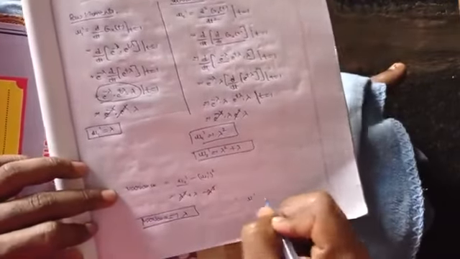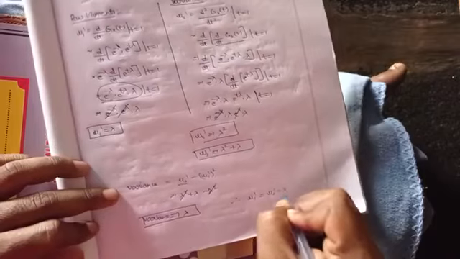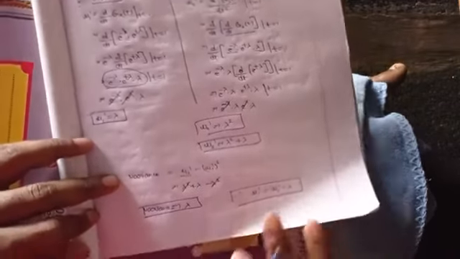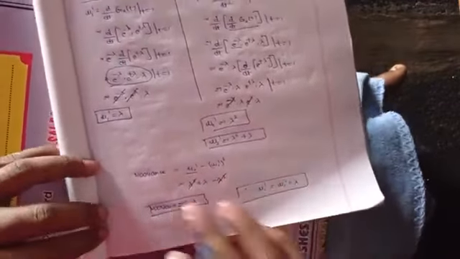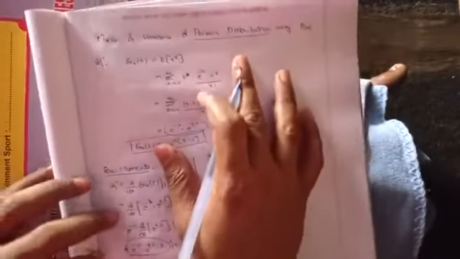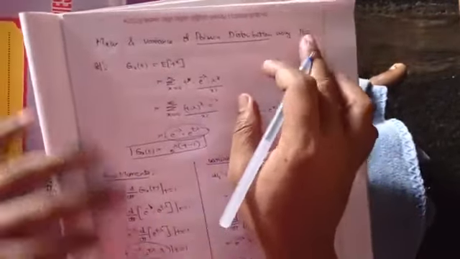So variance is equal to lambda. Therefore mu1 dash is equal to mu2 dash is equal to lambda. So this is the actual process to find the mean and variance in a Poisson distribution using PGF, the probability generating function. So this is a step.